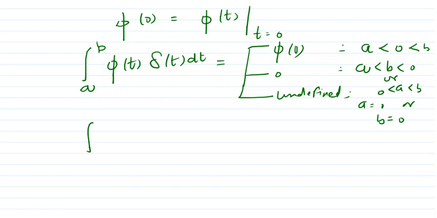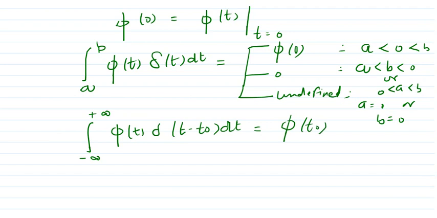Now we can say that if we integrate from minus infinity to plus infinity phi t with some delay, if we provide some delay, then what will we get? We will get phi t naught. So basically what is phi t naught? It is phi t when you are putting t equals to t naught.